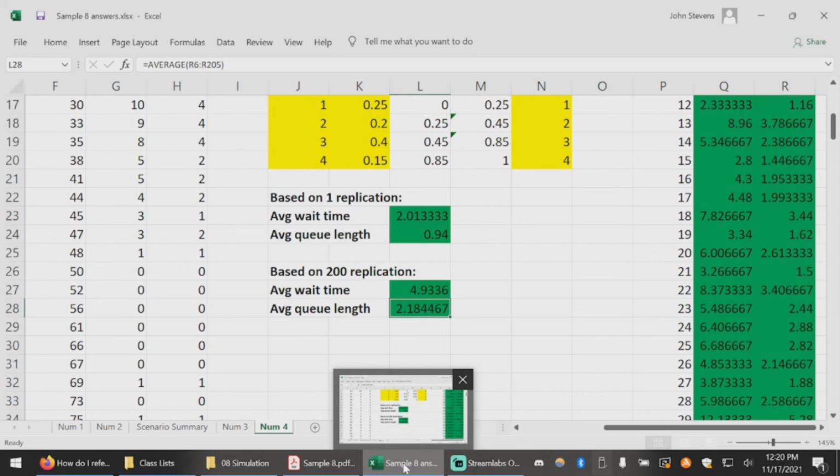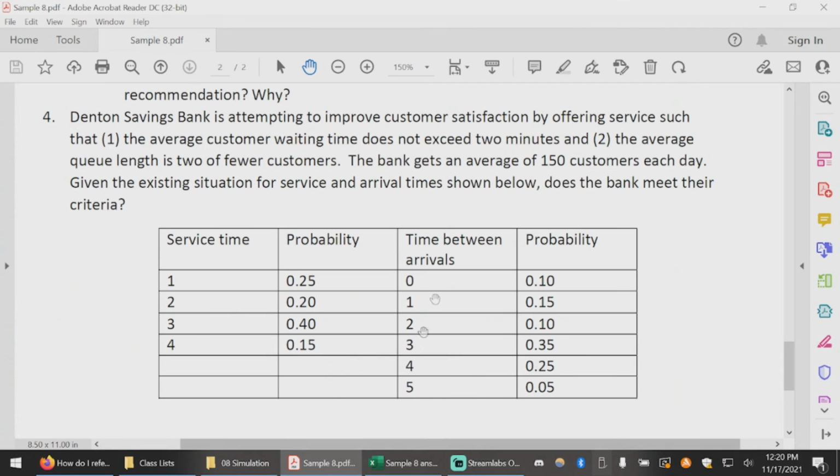So that isn't bad. Maybe we could give extra training to the person doing the service so that they could be faster. Maybe they're chatting with the customer too much. I don't know. And then you can adjust it and run a simulation for your new setup to investigate if that was better.